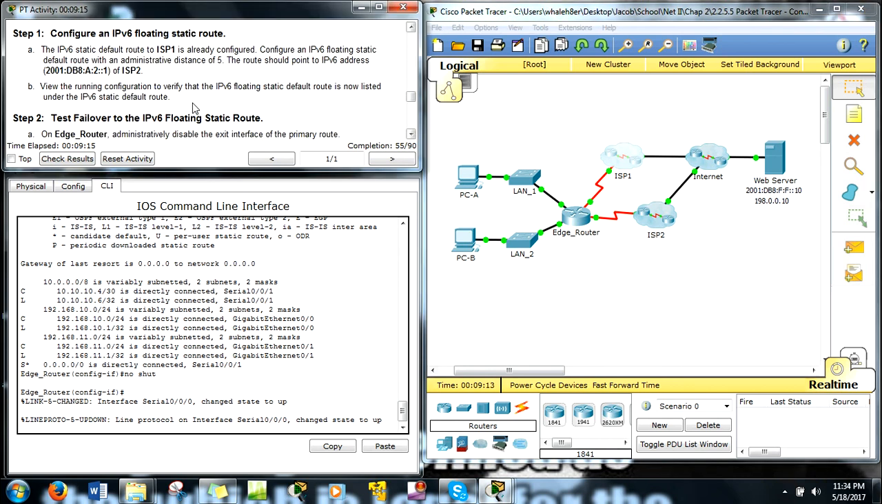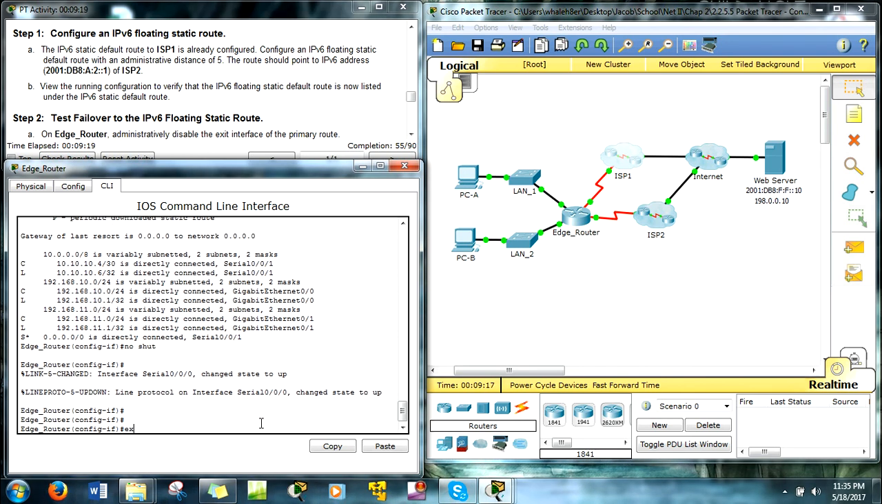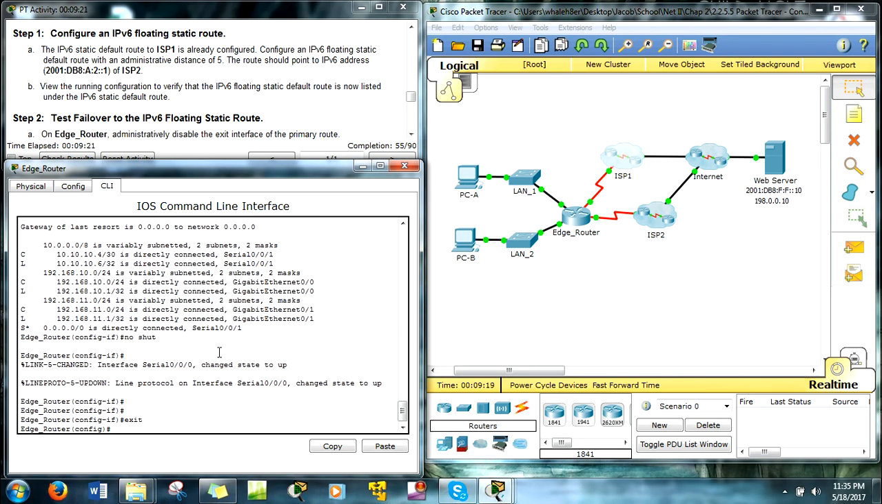Okay, now we're going to do it for IPv6. This one's just the same thing. It's not hard at all. So let's get out of that interface configuration mode. We want to make a static IPv6 default route to ICE-SP1. So the same route. That one's already configured. It says configure an IPv6 floating static. Okay, so that's the one we're going to do through this interface.